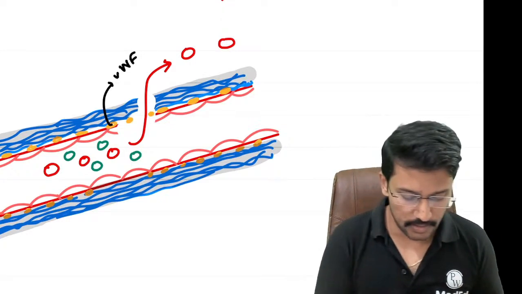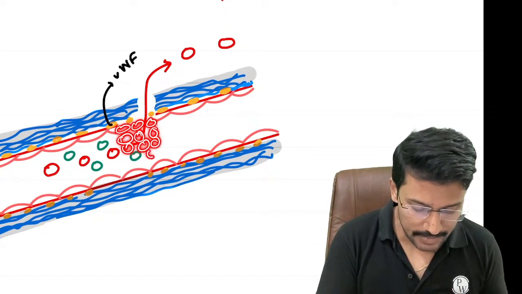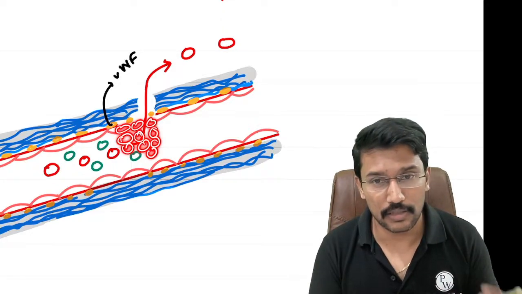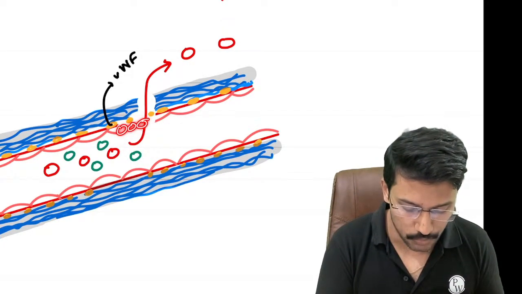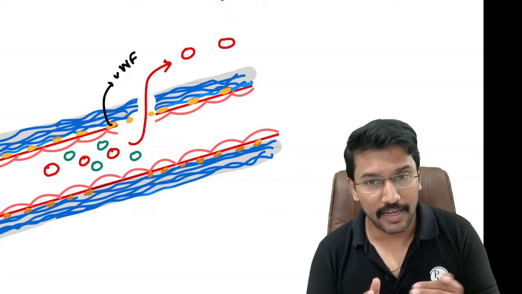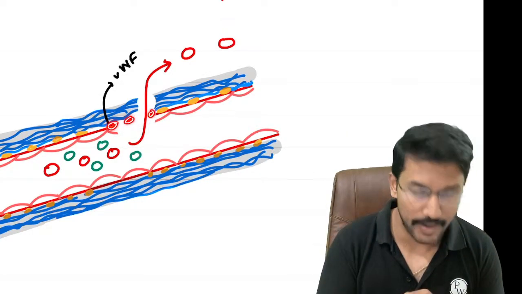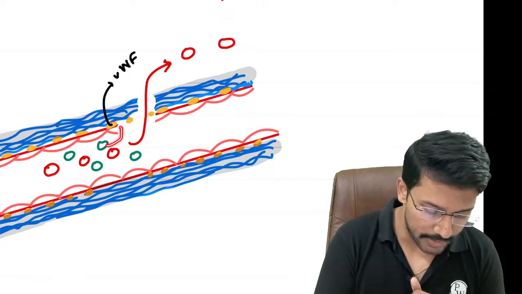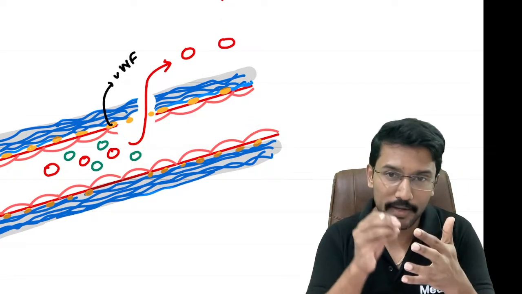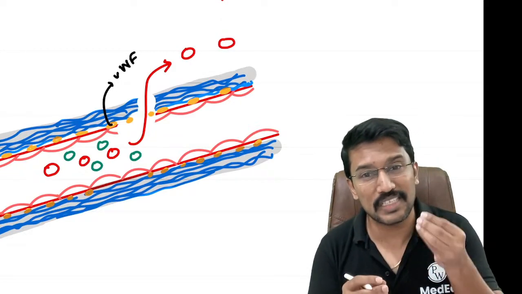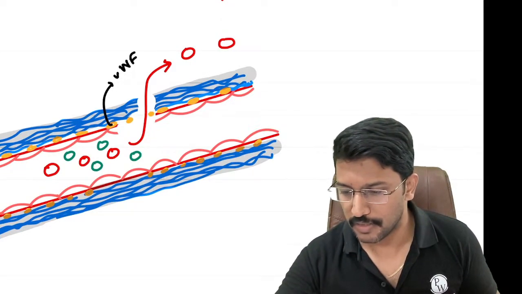Step number two is we try to create a plug of platelets at the site of injury. For the plug of platelets to be formed, first platelets should come and attach to the site of injury. This attachment is facilitated by the exposure of these von Willebrand factors. So platelets will come and bind to this von Willebrand factor. Now for platelets to bind to a substance, they need to have the receptors for that substance. So what is that receptor? Can anybody tell me which receptor I am addressing?